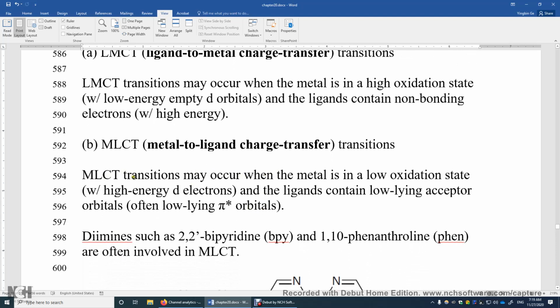So again, MLCT transitions may occur when the metal is in a low oxidation state, ideally with an oxidation state of 0. In that case, this metal has d electrons in relatively higher energy orbitals. And then you need ligands that contain low-lying empty orbitals to accept the d electrons from the transition metal. Those low-lying acceptor orbitals in the ligands are often low-lying pi star orbitals.